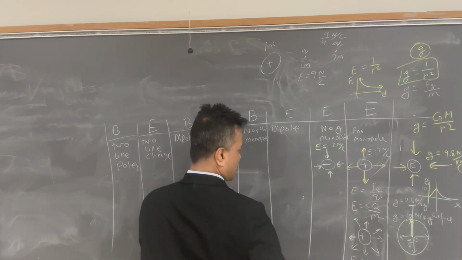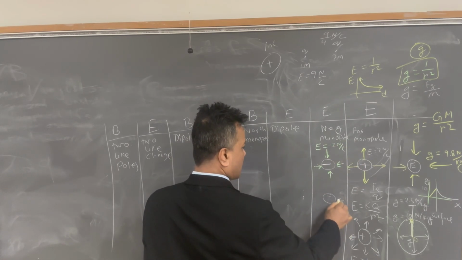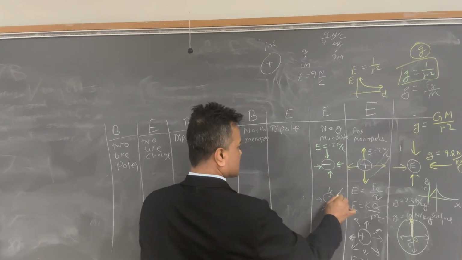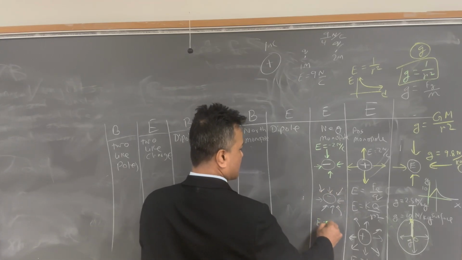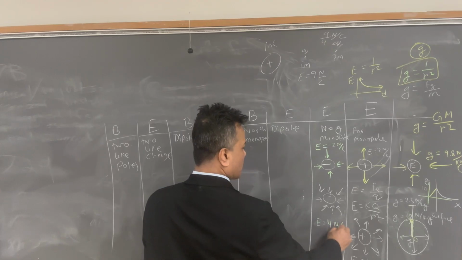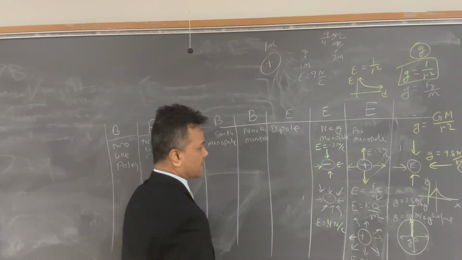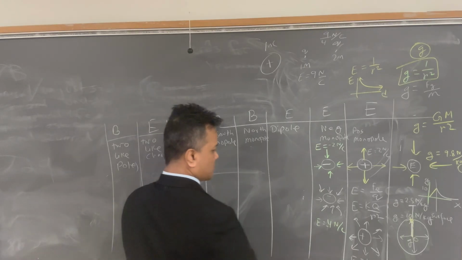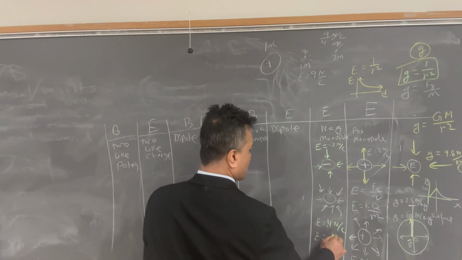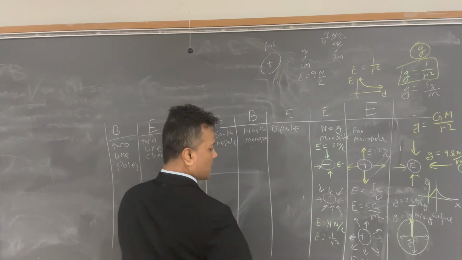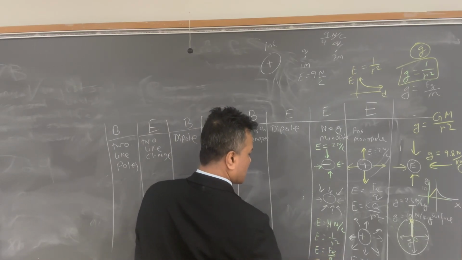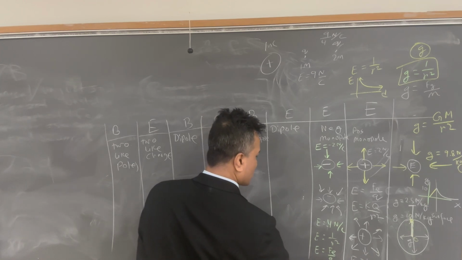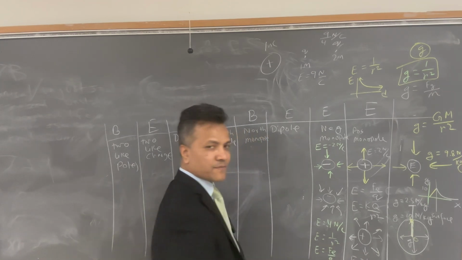So this one should be then 1, 2, 3, 4, 5, 6, 7, 8. So this one would be, field is negative 4 Newton over Coulomb. Don't forget the negative sign over here. And the equations would be E is equal to, same thing, 1 over R squared, or E is equal to Fe over Q, or E is equal to K big Q over R squared.